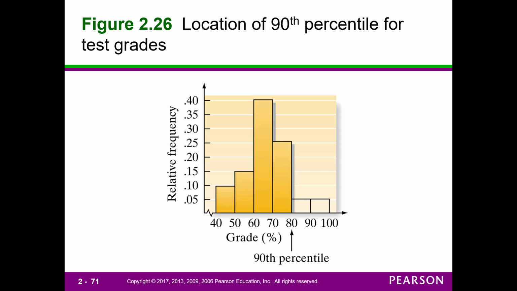If the instructor tells you that you scored in the 50th percentile, of course we know that the 50th percentile is the location of the median. So that means 50% of the test grades would be lower than yours and 50% would be higher.